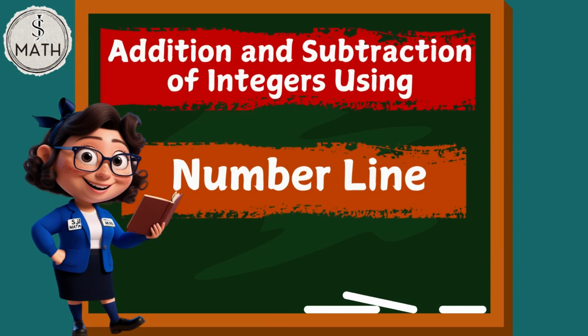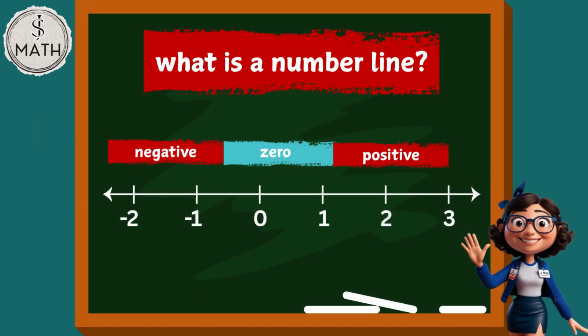Today, we're diving into a super important topic, addition and subtraction of integers using a number line. A number line is a straight line with numbers placed at equal distances. We have 0 in the center, positive numbers on the right, and negative numbers on the left.